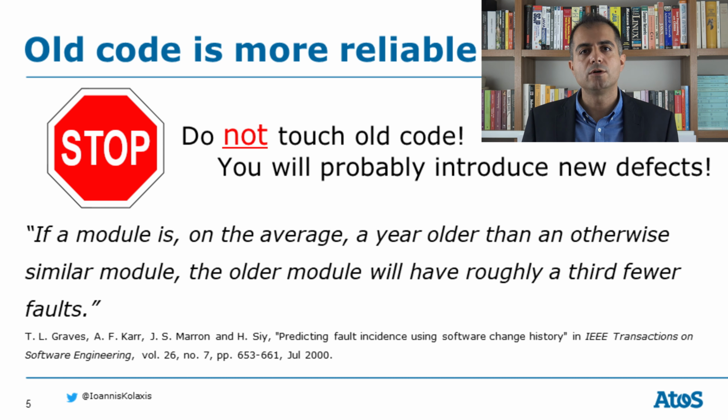According to the cited research, if we have two modules, A and B, and module A is 1 year older than module B, then it will have 33% less chances of being defective. So remember, old code is reliable code. If you don't have a true need to change it, don't do it. And as the saying goes, if it ain't broke, don't fix it.